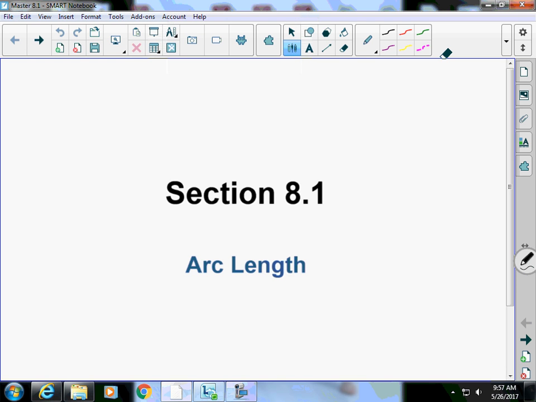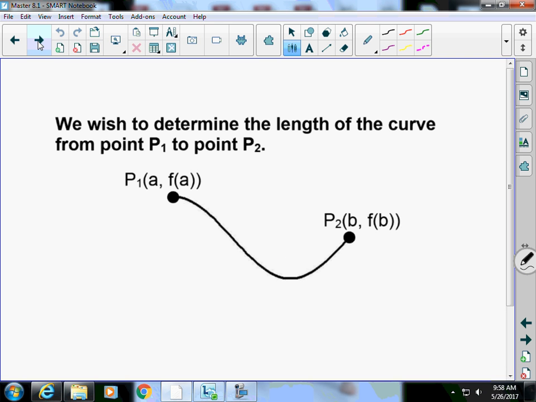Today we're going to cover section 8.1, arc length. So we wish to determine the length of the curve from point P1 to P2. So we're not looking for the area under the curve, but we're looking to see how long a curve is.